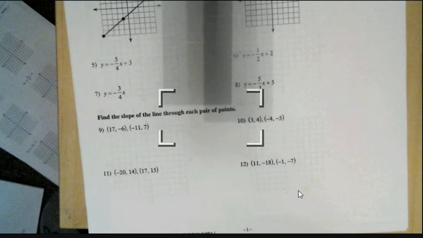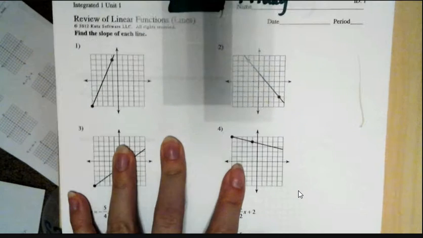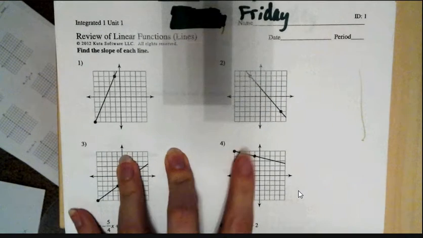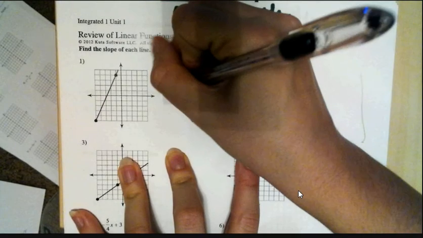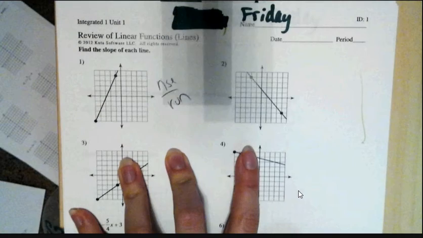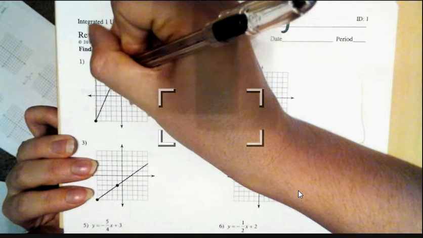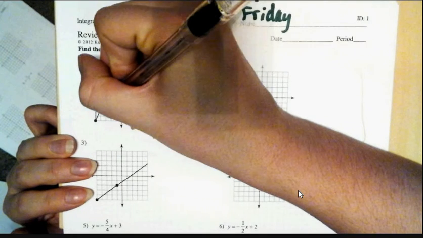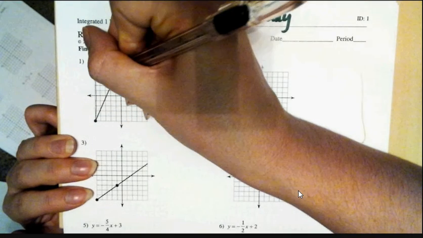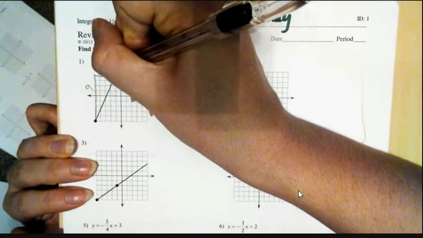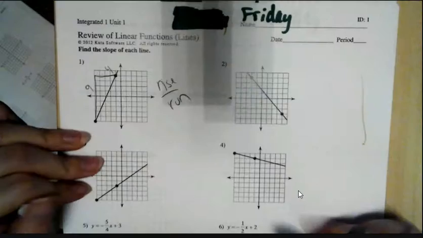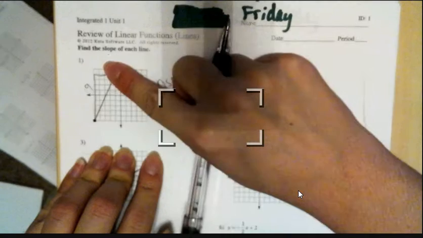The next thing you have to do is just a review of slope. So to find the slope of each line, when I'm given a graph, I've got to think rise over run. I have 2 points here that are already given to me. I go up 1, 2, 3, 4, 5, 6, 7, 8, 9, and I go over 1, 2, 3, 4. This is a positive slope because it's going like this, so my slope would just be 9/4.